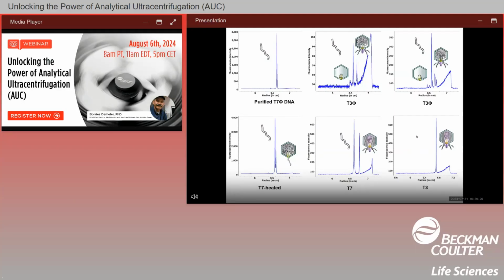So this was a quick tour de force of an overview of analytical ultracentrifugation and how you can use the latest technology to characterize different experimental systems.